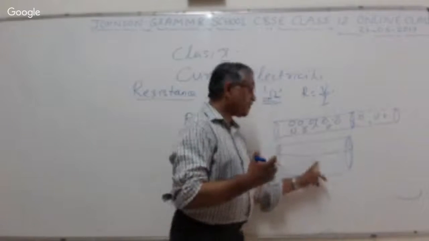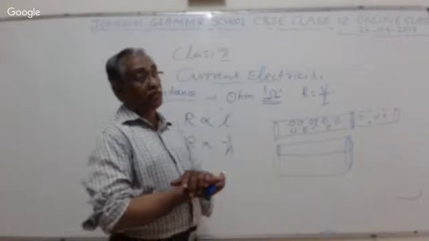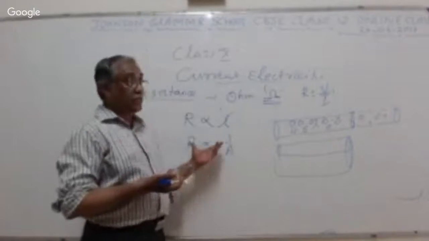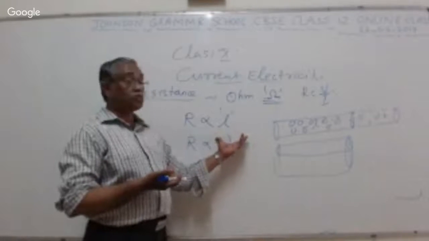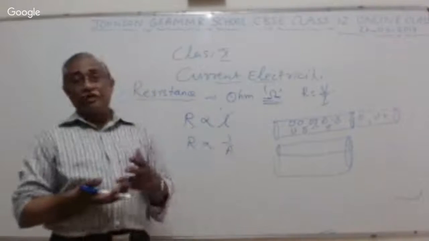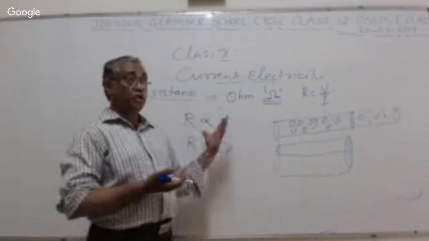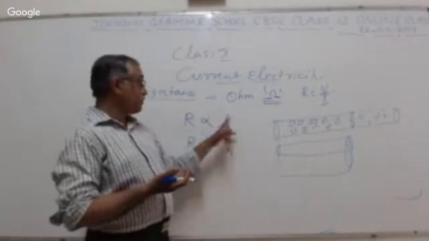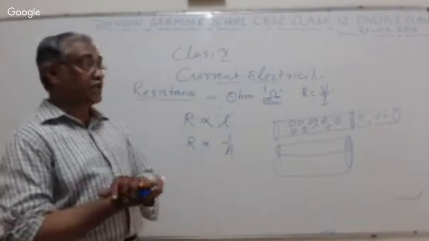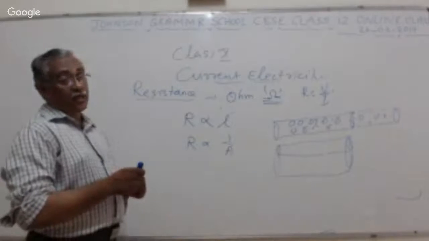So with more area of cross section, definitely the resistance of the conductor will be less. Or we can say that the resistance of a given conductor is inversely proportional to the area of cross section. Means if the area of cross section increases, resistance will decrease. If the area of cross section decreases, resistance will increase. One increases, the other decreases. So two factors: one is resistance proportional to the length, and the other is proportional to 1 by A, or inverse.